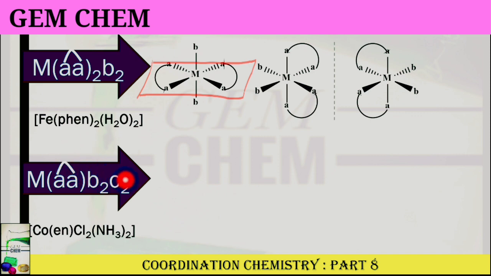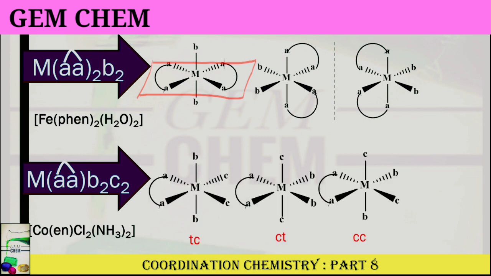Next one which we are going to deal with for the octahedral complexes: one symmetrical bidentate ligand and you have B2C2, that is, there are two different monodentate ligands attached to that. So an example is cobalt, ethylenediamine, Cl2 and ammine ligand twice. So first you are keeping B and C cis to each other. For that you will get this one, that is CC. So they are cis to each other.